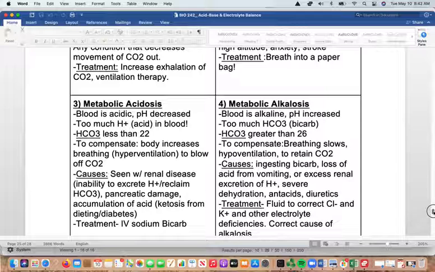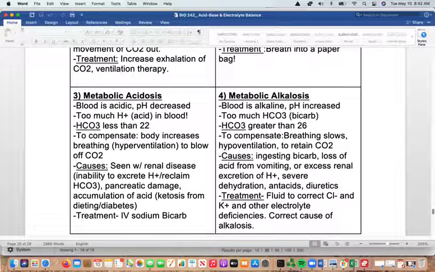So with metabolic acidosis, the blood is acidic, pH is decreased, there's too much acid in the blood. The bicarbonate is less than 22. So to compensate, the body is going to increase breathing, hyperventilation, to try and blow off the excess carbon dioxide.